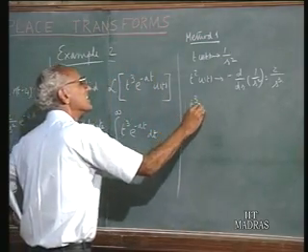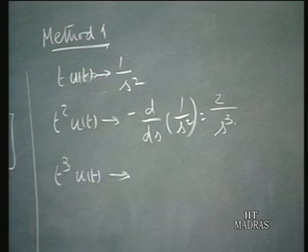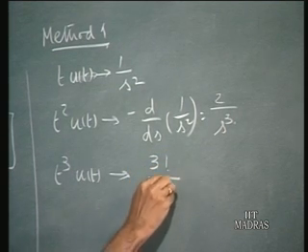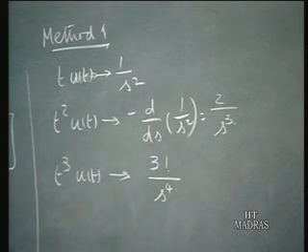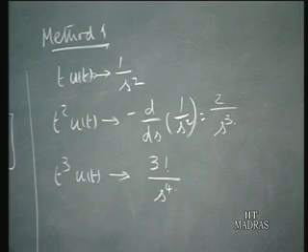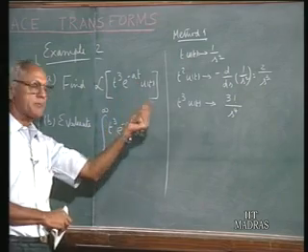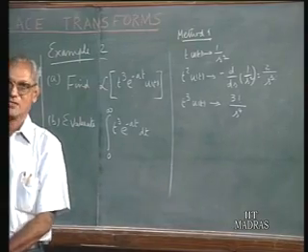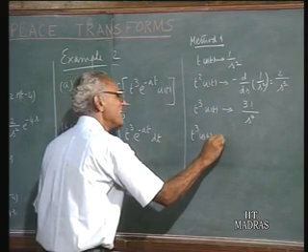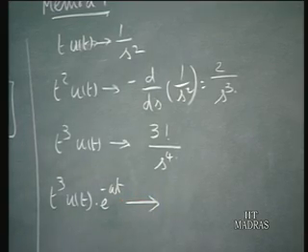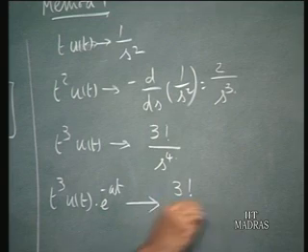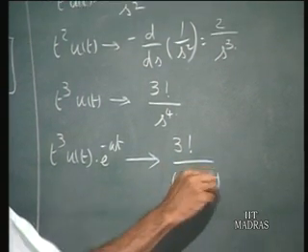Then likewise, you can carry this one more step. t cubed u(t) will be, once again, you have to take the derivative of this. This will become 3 factorial by s to the power of 4. That is t cubed u(t). But now, if f(t) has a Laplace transform F(s), f(t) multiplied by e to the power of minus a t has the Laplace transform obtained by substituting s plus a for s. This is something which we already discussed. Therefore, t cubed u(t) multiplied by e to the power of minus a t has its Laplace transform obtained by substituting s plus a for s. So this will be 3 factorial or 6 over (s plus a) to the power of 4. That's what it is.